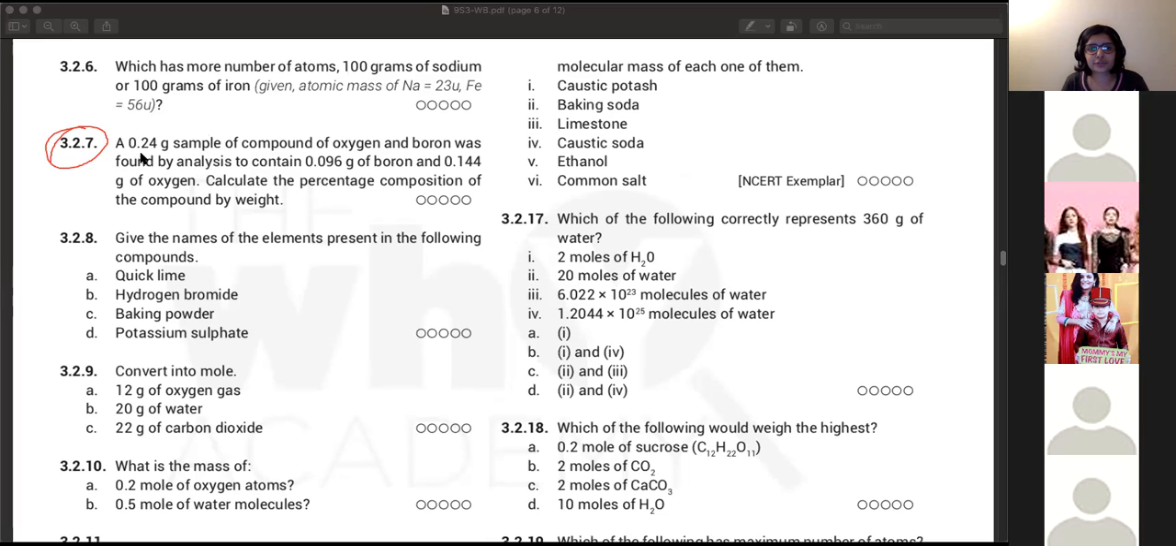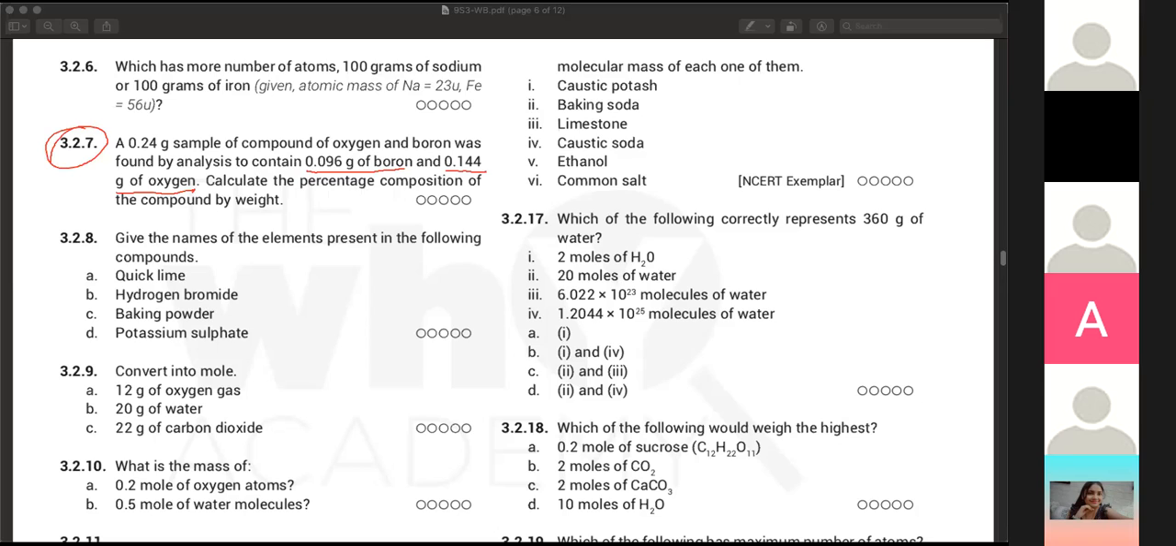A 0.24 gram sample of a compound of oxygen and boron was found by analysis to contain 0.096 grams of boron and 0.144 grams of oxygen. Calculate the percentage composition of the compound by weight. So what do you mean by percentage composition? Who will say?